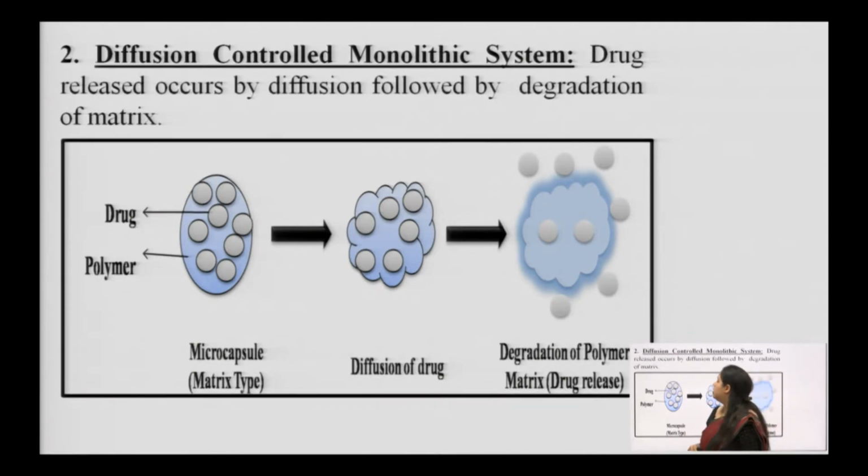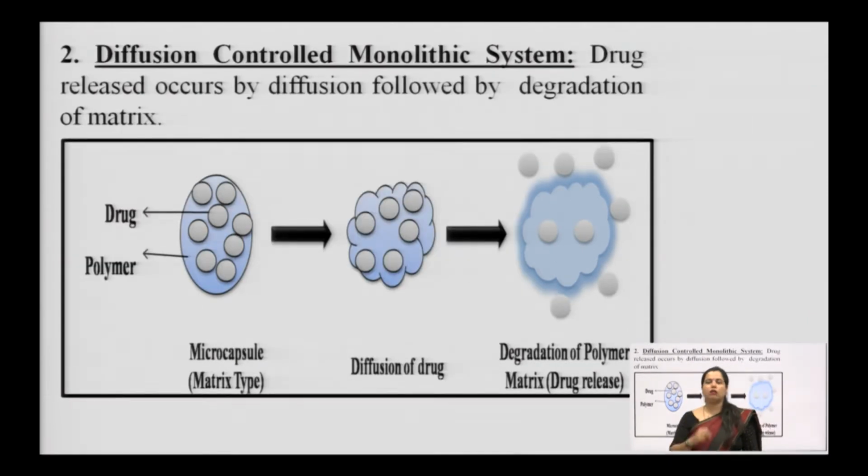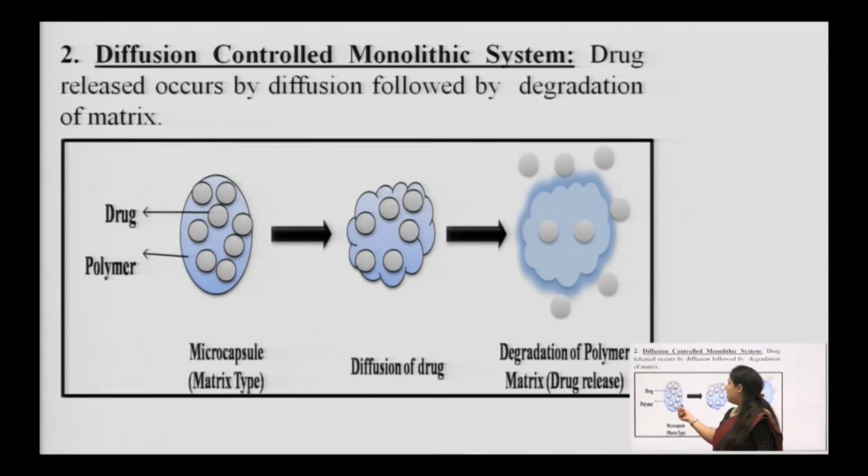Next, move on to the slide of the diffusion controlled monolithic system. Basically, drug release occurs by diffusion followed by the degradation of the matrix. Again, the previous slide was degradation and this slide is diffusion, so both are different terms, right. Diffusion means passing through the membrane, and degradation means degrading the polymer membrane.